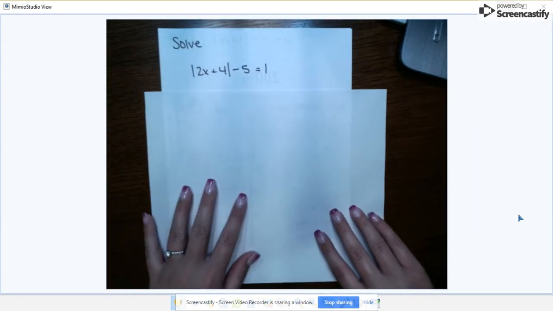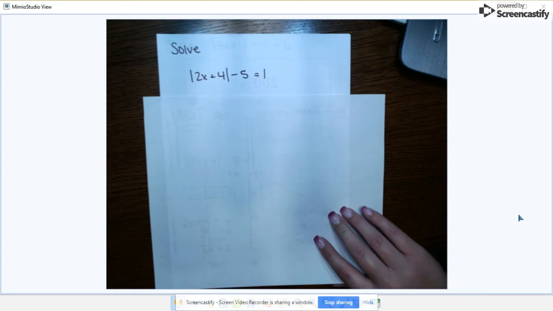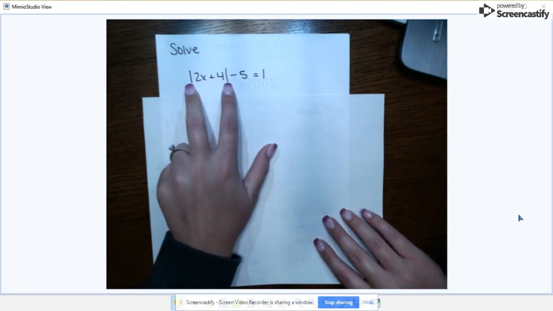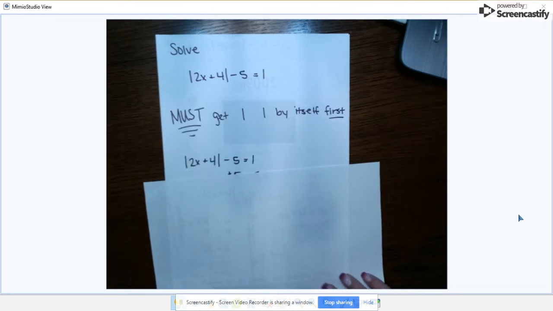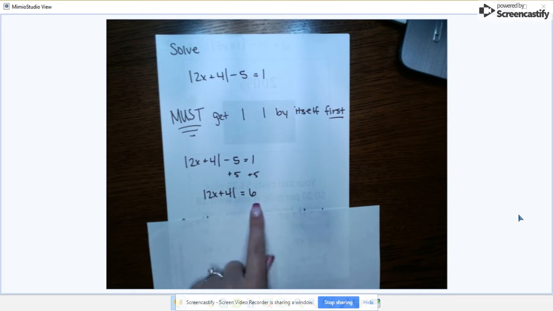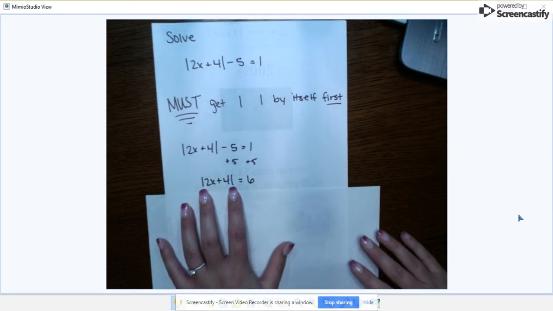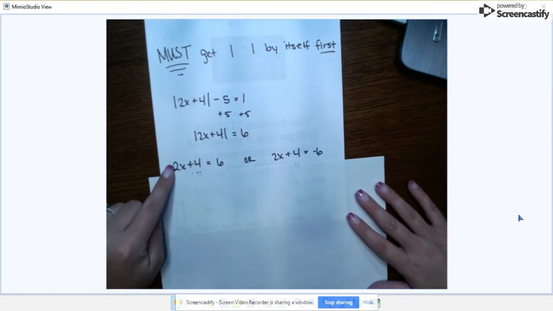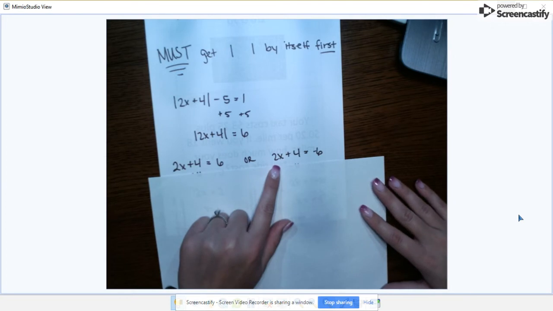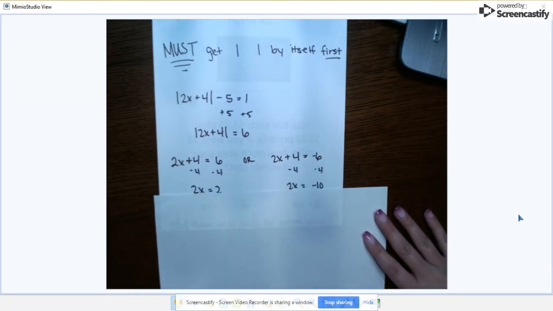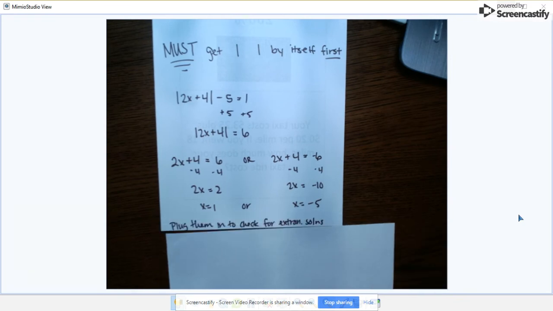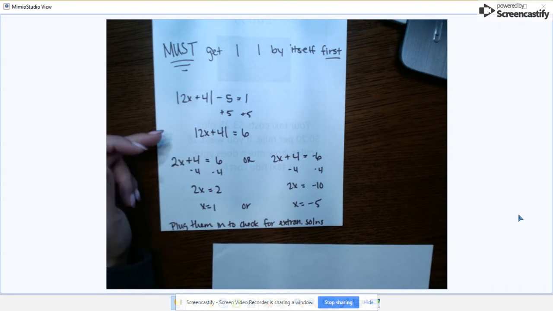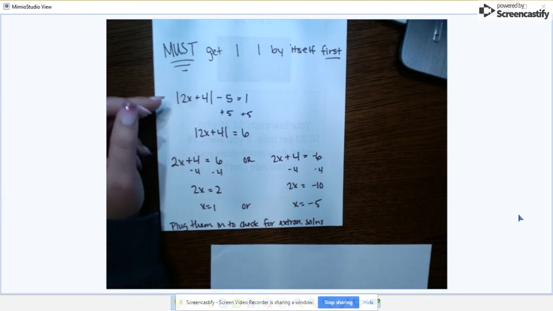Here's another example. This time we have something outside of our absolute value, and we absolutely must get this absolute value by itself before we can write our two equations. So I'm going to start by adding this 5, and now my absolute value equation looks something like this. This is where I break it down, because my absolute value is by itself. So it becomes 2x plus 4 equals 6, or 2x plus 4 equals negative 6. Then we solve, again, per usual, and we get x equals 1 or x equals negative 5. Don't forget to plug them in to check for extraneous solutions, and plug them into your original equation.